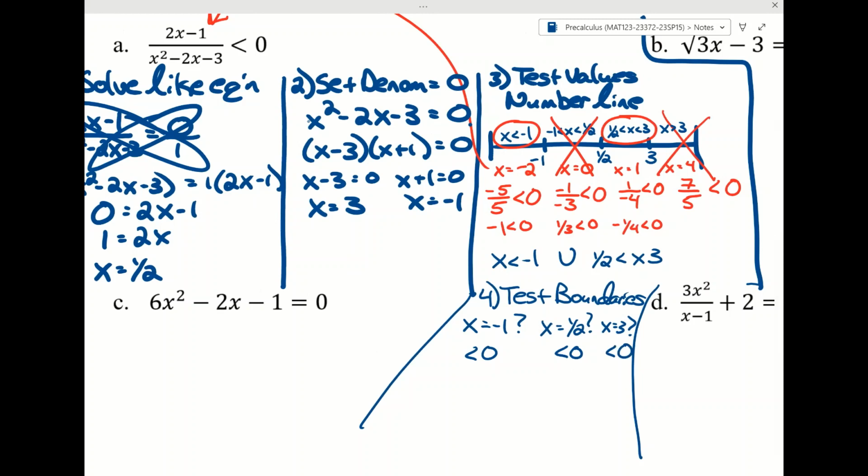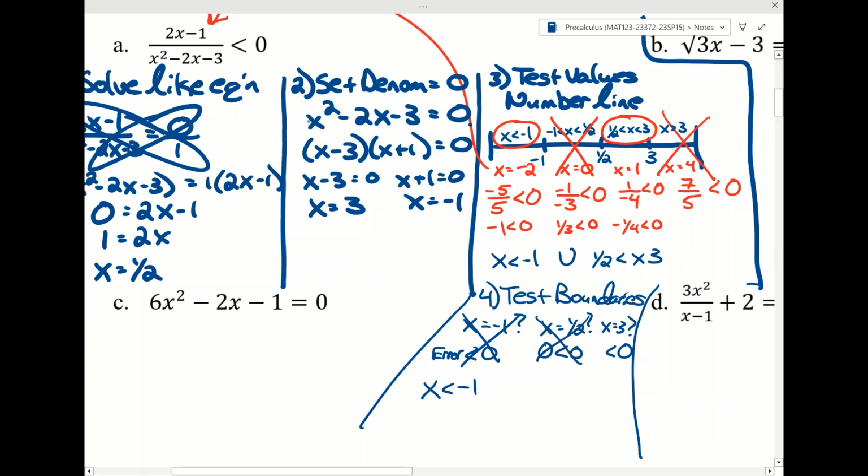If we were to plug in -1, you'd get an error on your calculator because you're dividing by 0. So it can't be -1. So we just say x is less than -1. We're not going to include -1. If you plug in 1/2, you're going to get 0 is less than 0, which isn't true either.